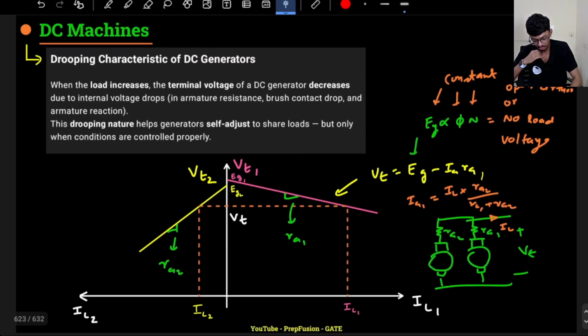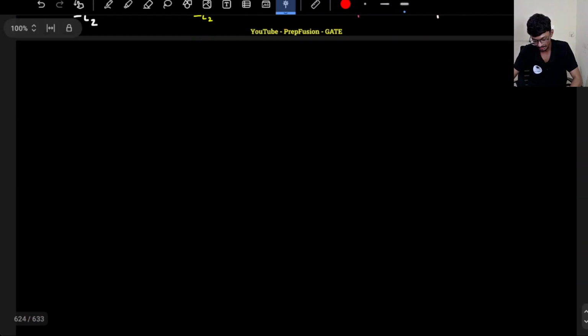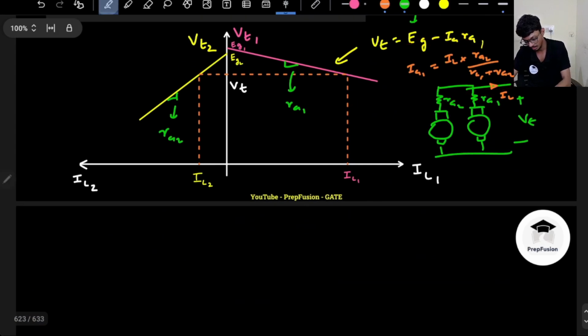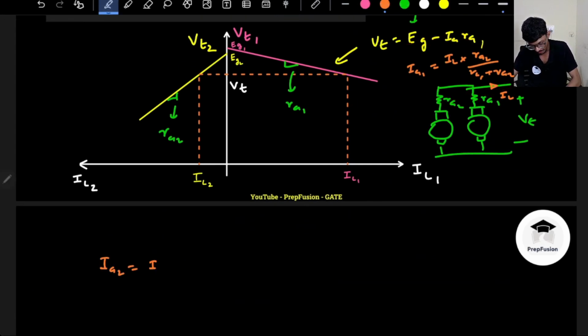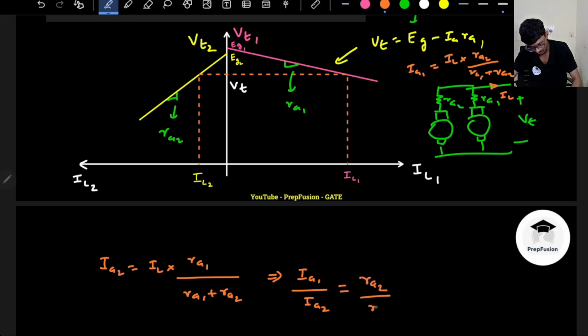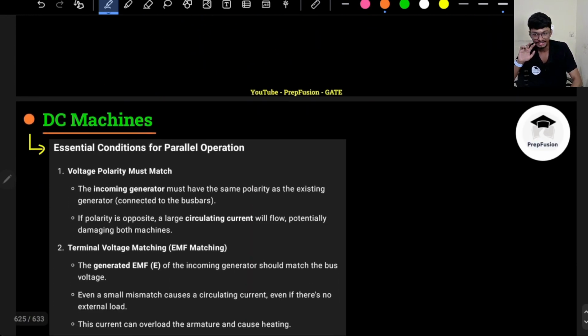So basically, if you see that your Ia1 is this value, your Ia2 will be IL into Ra1 divided by Ra1 plus Ra2. So I1 divided by I2 is equal to Ra2 divided by Ra1. So they will share the load depending on whatever the resistance value is. So a few conditions must be met, right?